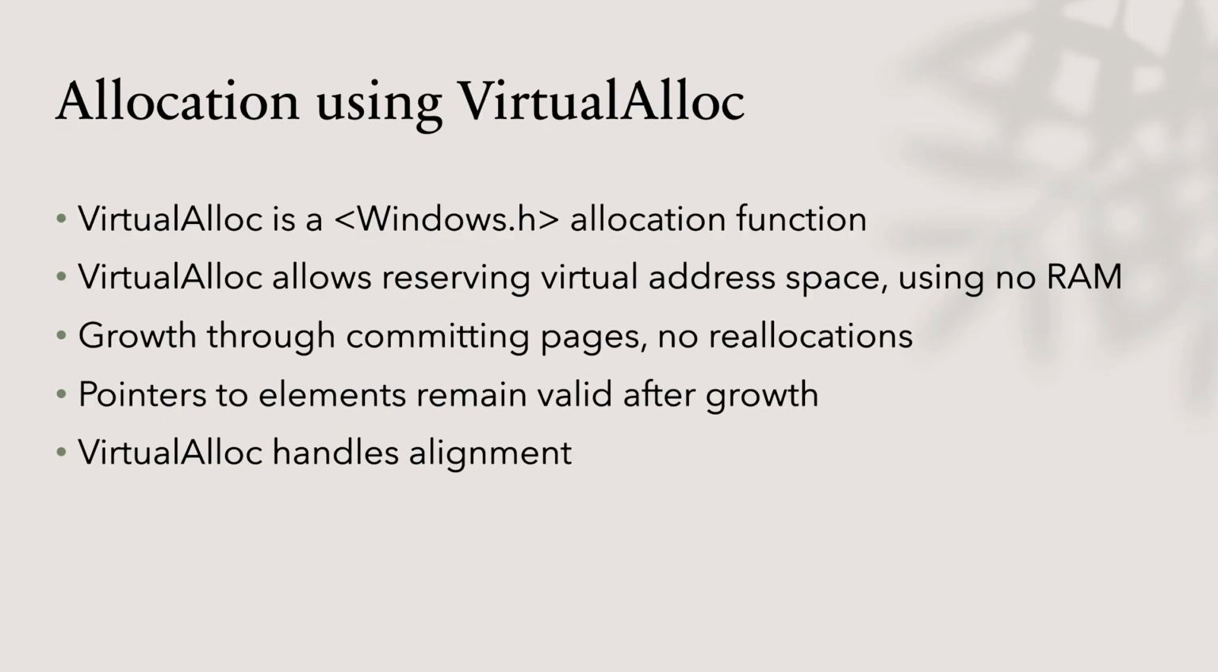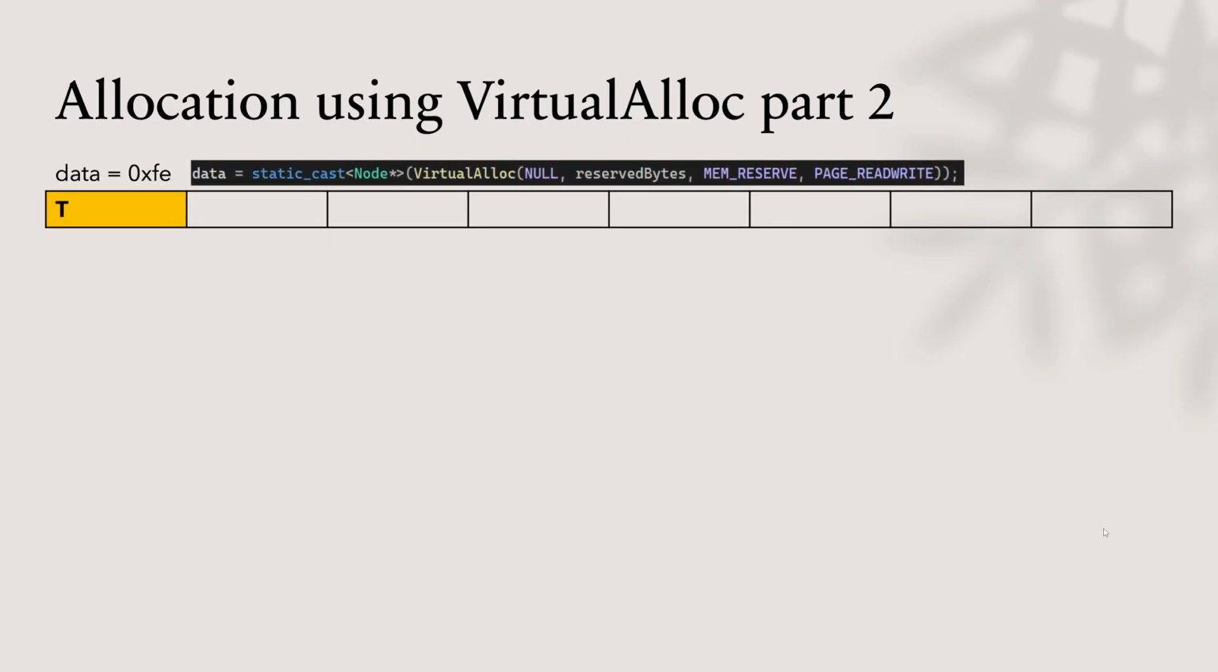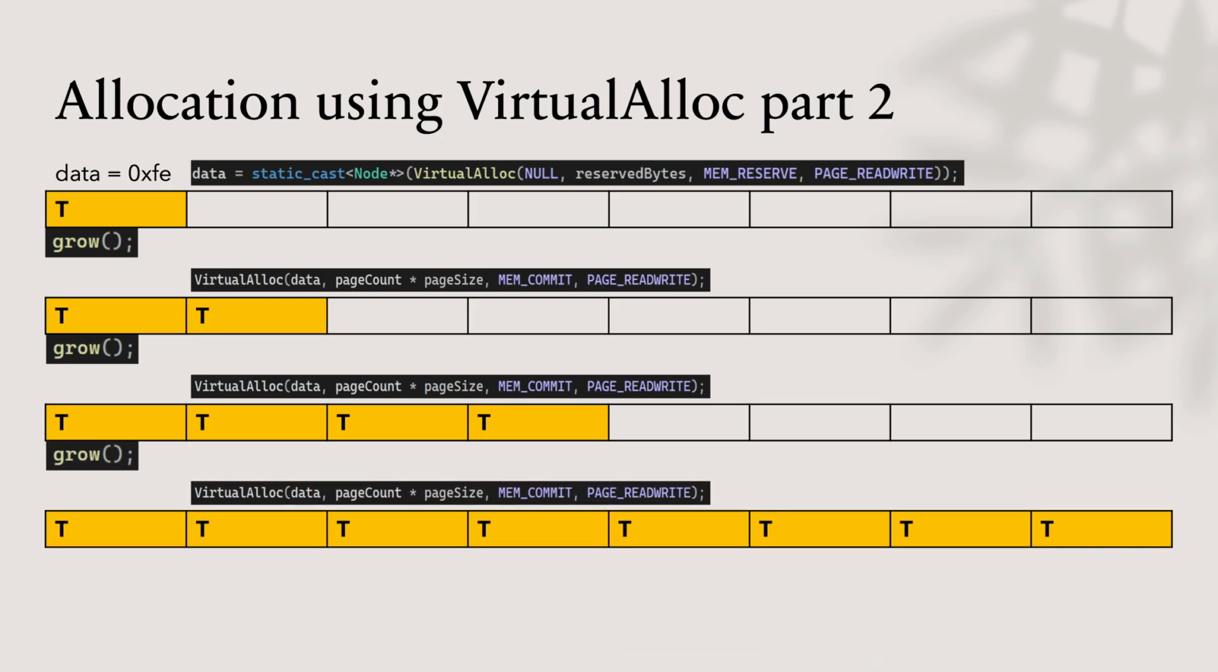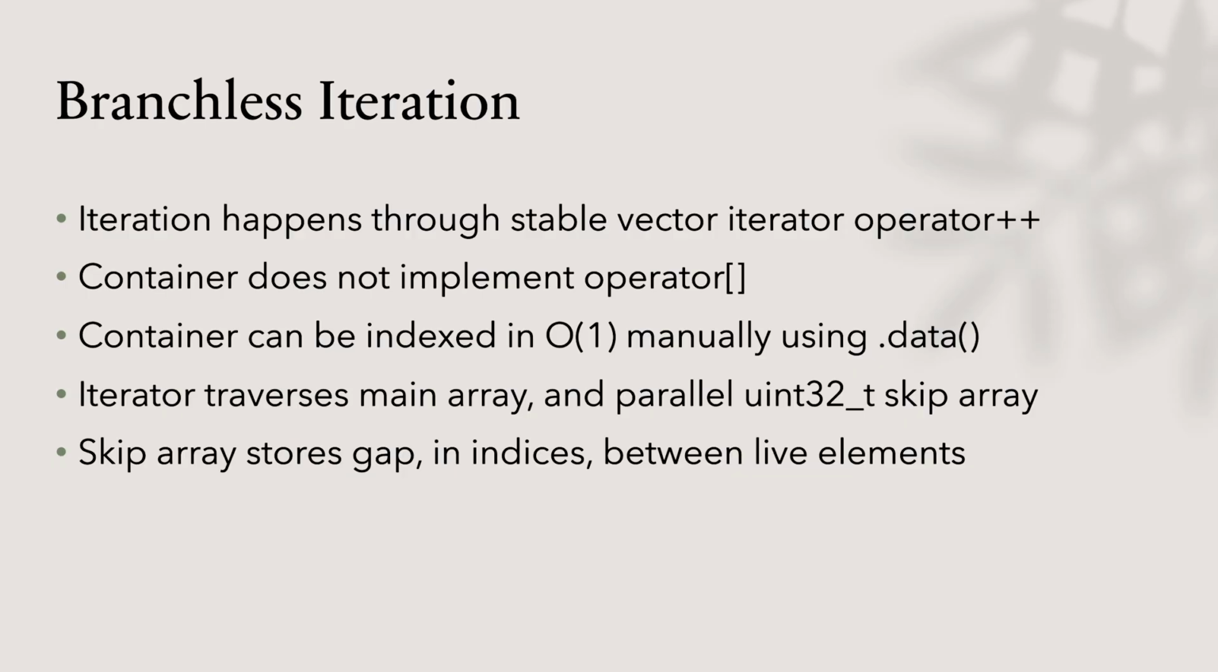So yeah, since it never reallocates, the pointers are always valid after growth. And VirtualAlloc handles my alignment, and it also handles my zeroing out of the returned memory, which is pretty useful. Basically, you're going to allocate. I just double it in size. That's what I do on allocation. And the begin pointer is never going to change. Useful.